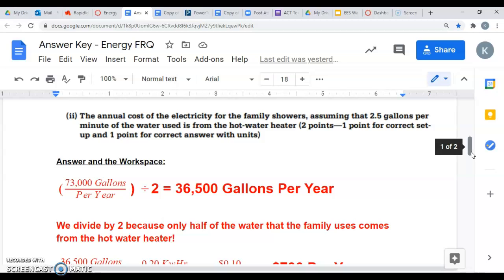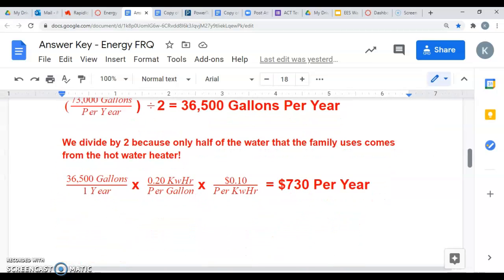So the first thing we want to do is take those gallons and divide by 2, okay? Because only half of it is coming from the hot water heater. So we need to divide by 2. We're going to take that 73,000 that we calculated in part 1 and divide by 2 to get 36.5, okay? Because only half of it comes from the hot water heater.